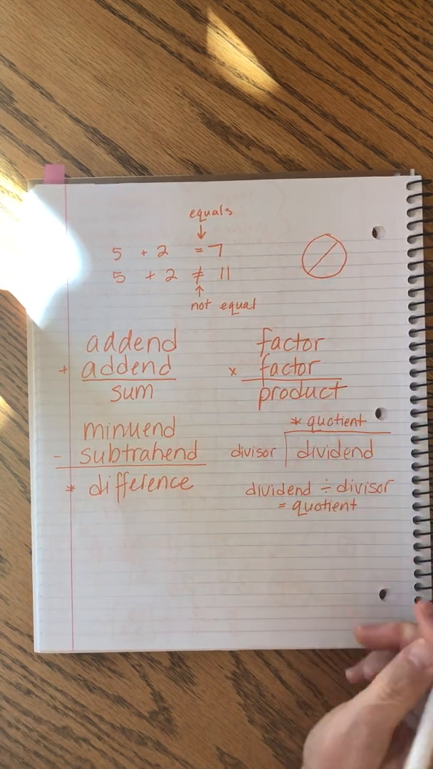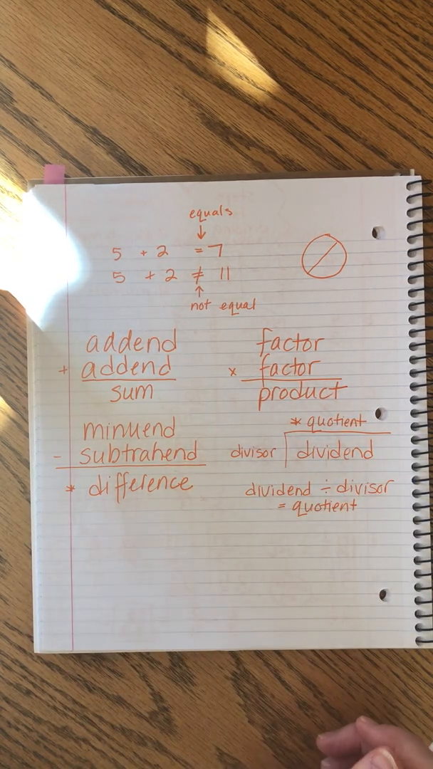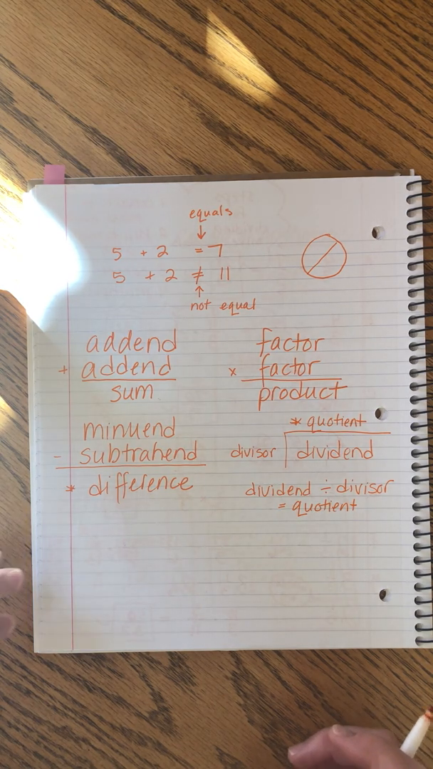Again, quotient is a good word to know. Divisor and dividend are not that important, but just sort of shove those in the back of your mind. All right, let's review decimals. Adding decimals is nice and easy.